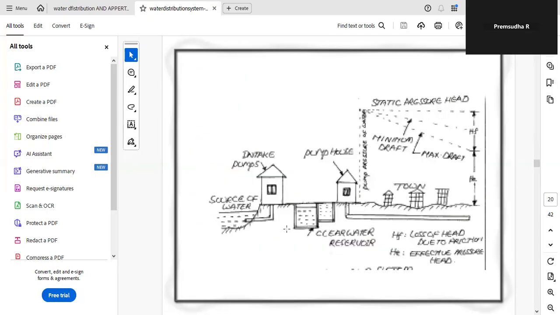The pumping system. Here you can see there is a pump house, pumping from the intake at the source. The water is collected through the pump because the water is at a lower level. Then it is taken to treatment. After the treatment, the clear water is stored in the reservoir. Then again it is pumped using the pump. Then it is distributed to the towns.